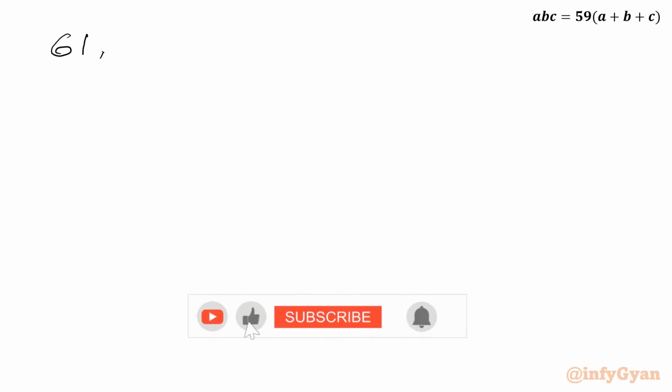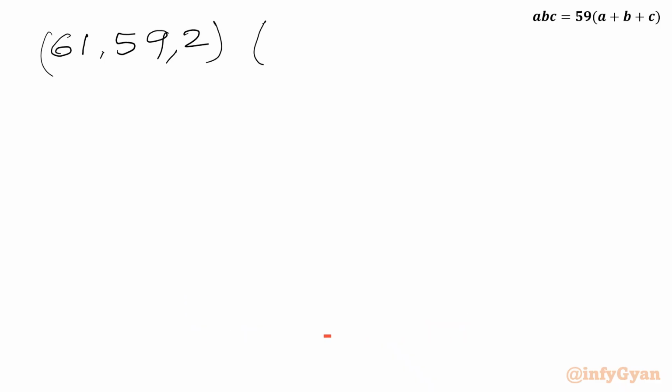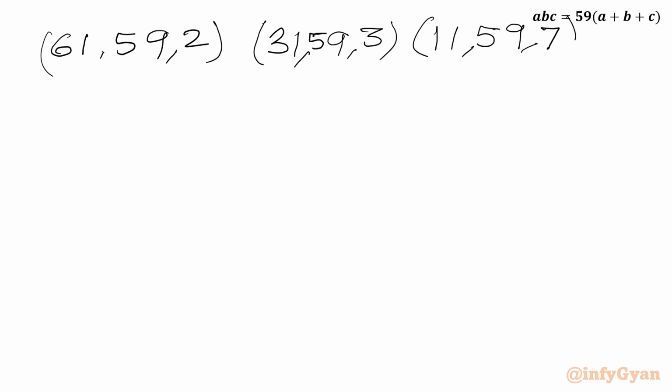So I can write here 61, 59, 2. Then the second triplet, 31, 59, 3. And the last triple we will write, 11, 59, 7. Now we can write here 3 factorial is the permutation, meaning position-wise. If I write here 2, then we have to switch 59 and 61. Now we will put 2.